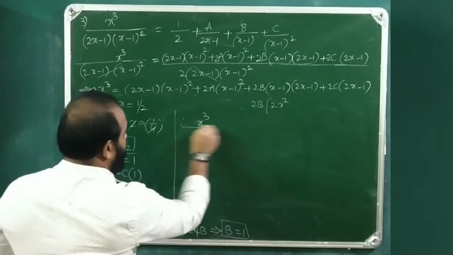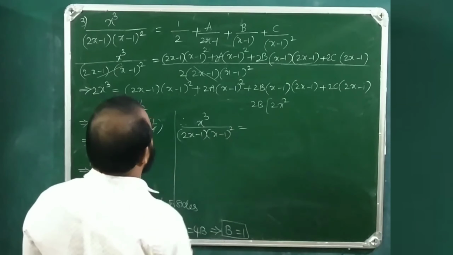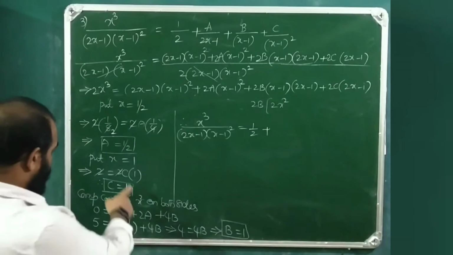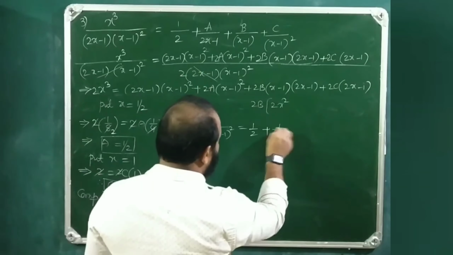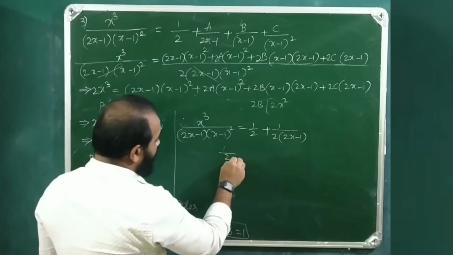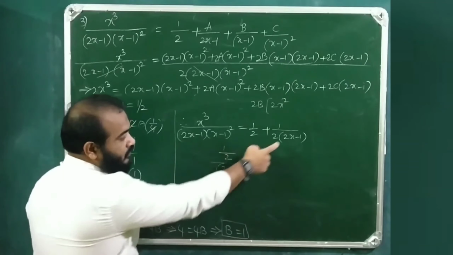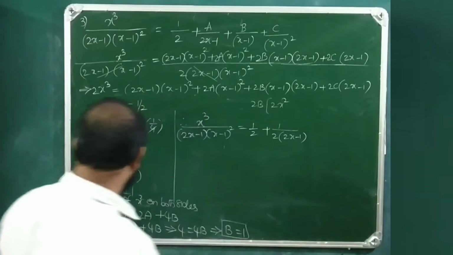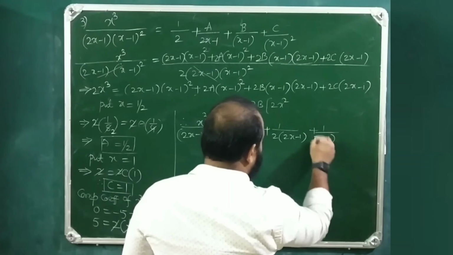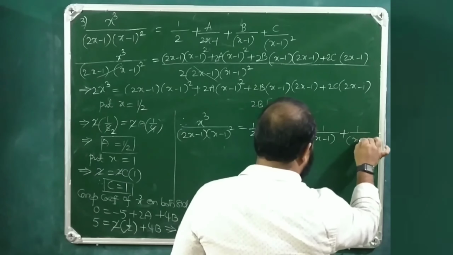x cube by (2x minus 1) into (x minus 1) whole square is equal to 1 by 2, the value of a, by 2x minus 1. So 1 by 2 into (2x minus 1). So this is 1 by 2 by 2x minus 1. A by b, c. 2 into 2x minus 1 plus b value is equal to 1, so 1 by x minus 1, plus the value of c is 1 by (x minus 1) whole square.